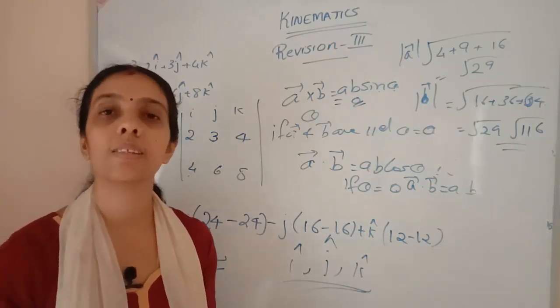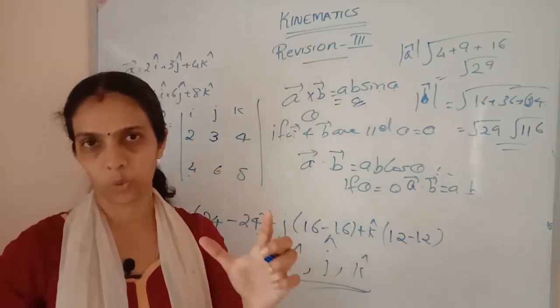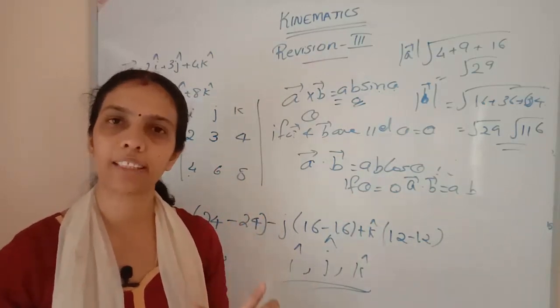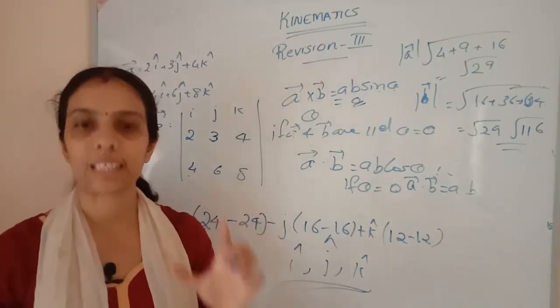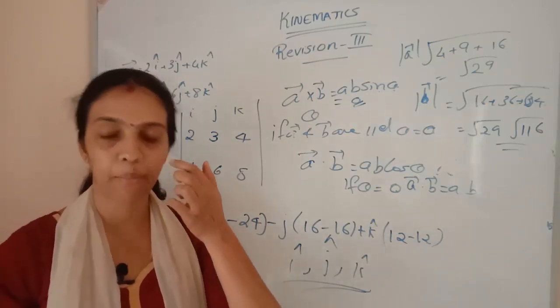Next is, what is zero vector? A vector whose magnitude is 0 is called a zero vector. Give its significance in physics with an example.